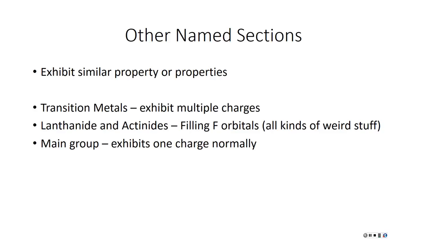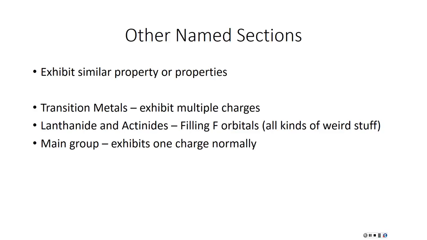So oxygen, for example, is always -2. Carbon is always -4 or +4. So that's our main group. The transition metals, though, can vary greatly. So we just have to remember that property as we go forward for those.